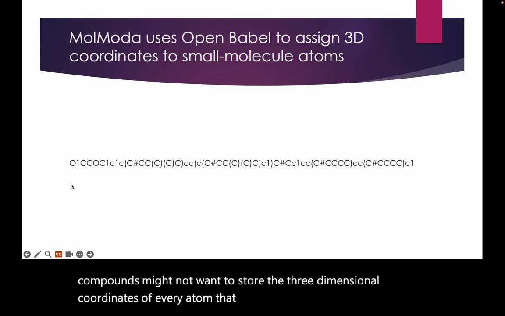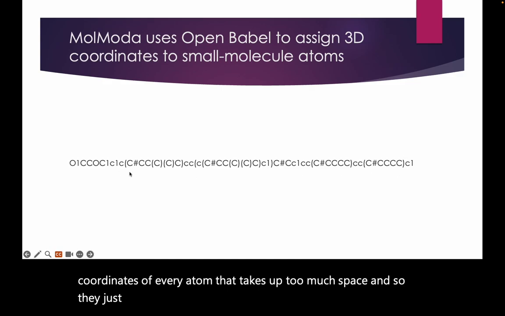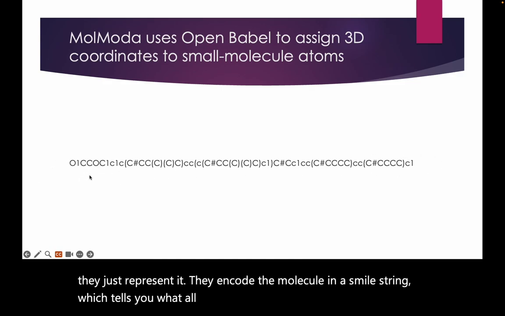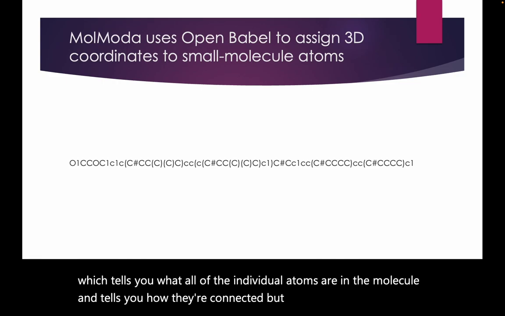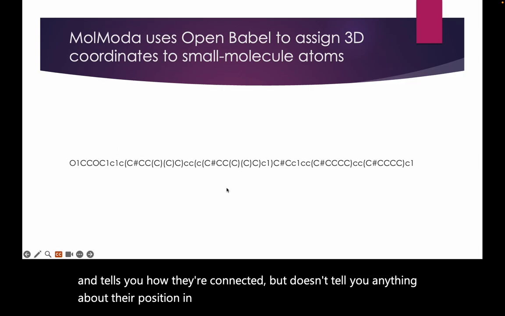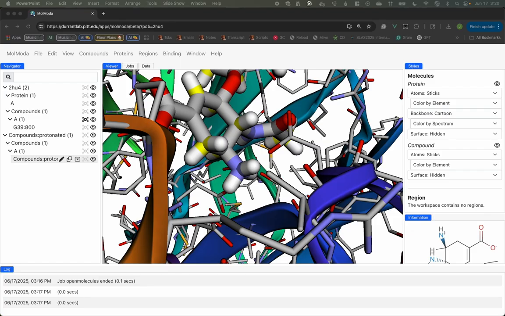That takes up too much space. And so they just represent it. They encode the molecule in a SMILES string, which tells you what all of the individual atoms are in the molecule and tells you how they're connected, but doesn't tell you anything about their position in 3-dimensional space. Right? And so what I'm going to do is just to illustrate this.